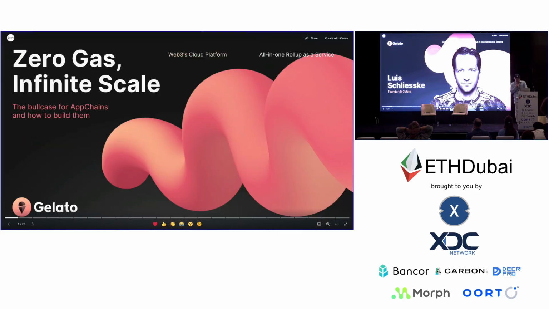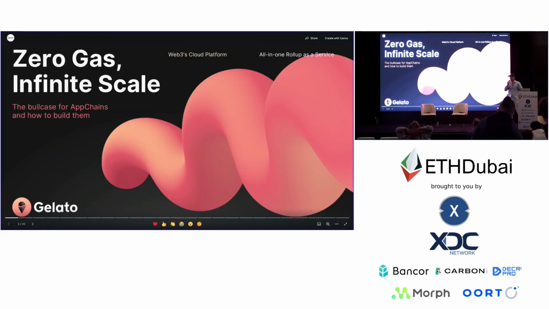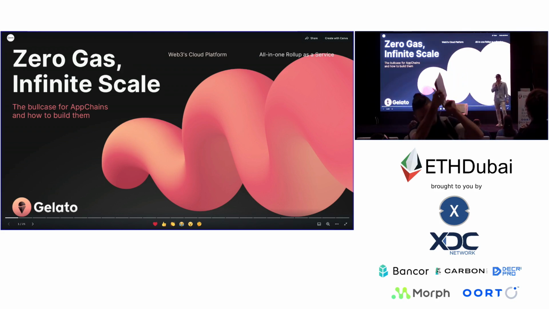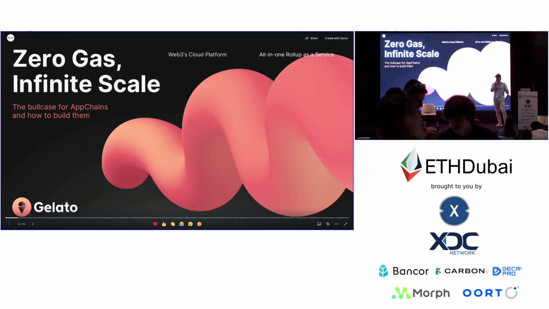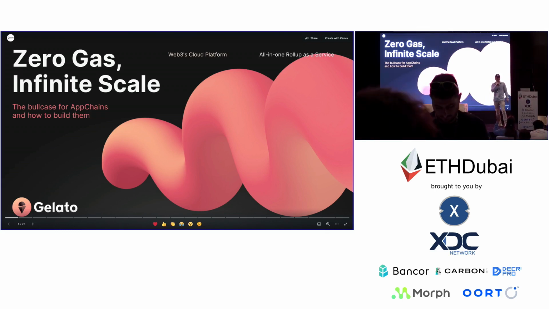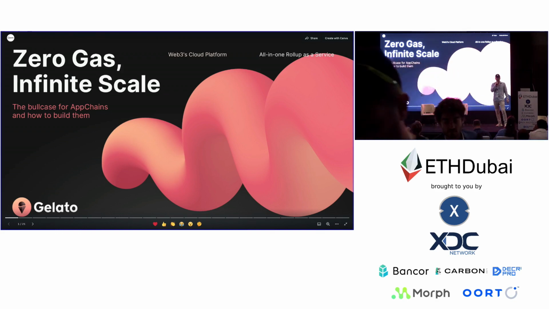Beautiful. Okay, so I'm here today to talk about zero gas, infinite scale, the bull case for app chains and how to build them. So yeah, first show of hands, who has heard of Gelato Network before here? Nice, quite a lot. Cool.